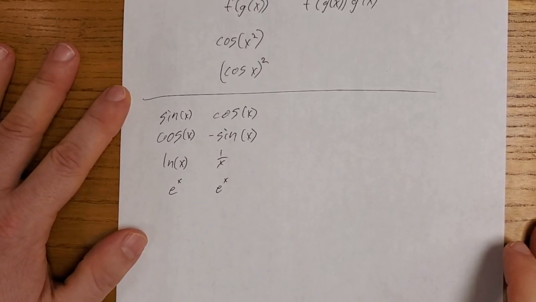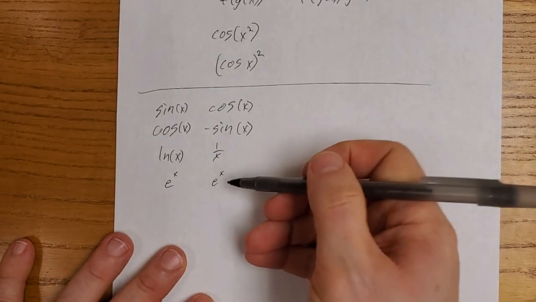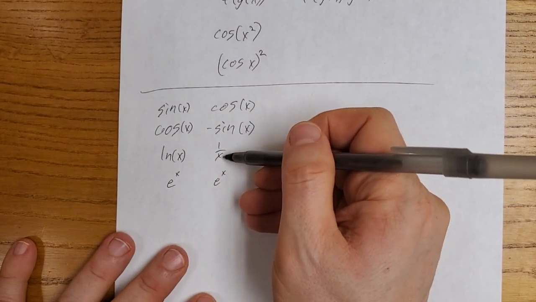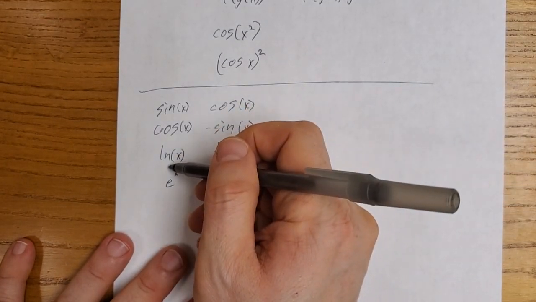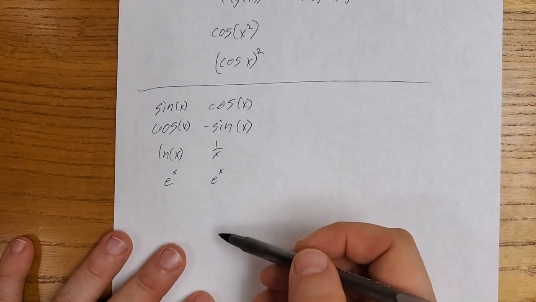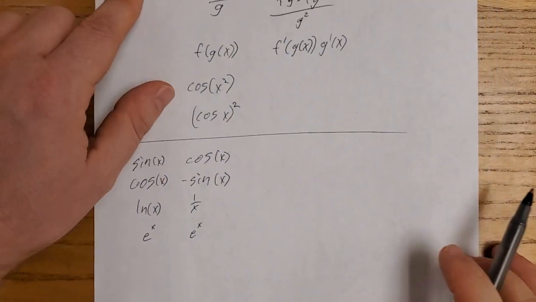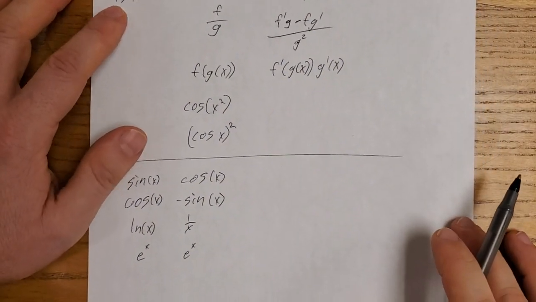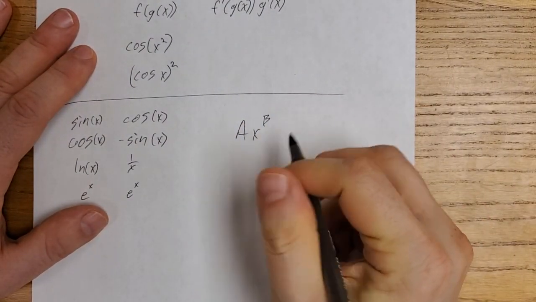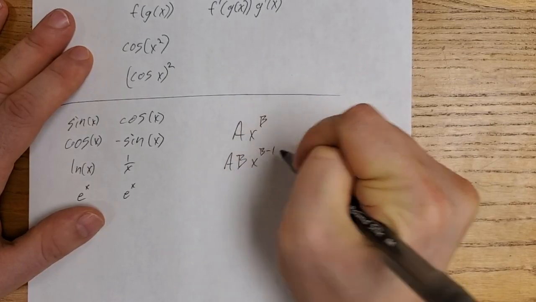And then, of course, when you are integrating, we're going in reverse. So if you see e to the x, the integral is, again, itself. If you see 1 over x, the integral is the natural log of x. If you see a negative sine, the integral is the cosine. If you see the cosine, the integral is the sine. And, of course, a lot of integrals use the power rule. Again, a x to the power b brings you to a b x to the b minus 1.